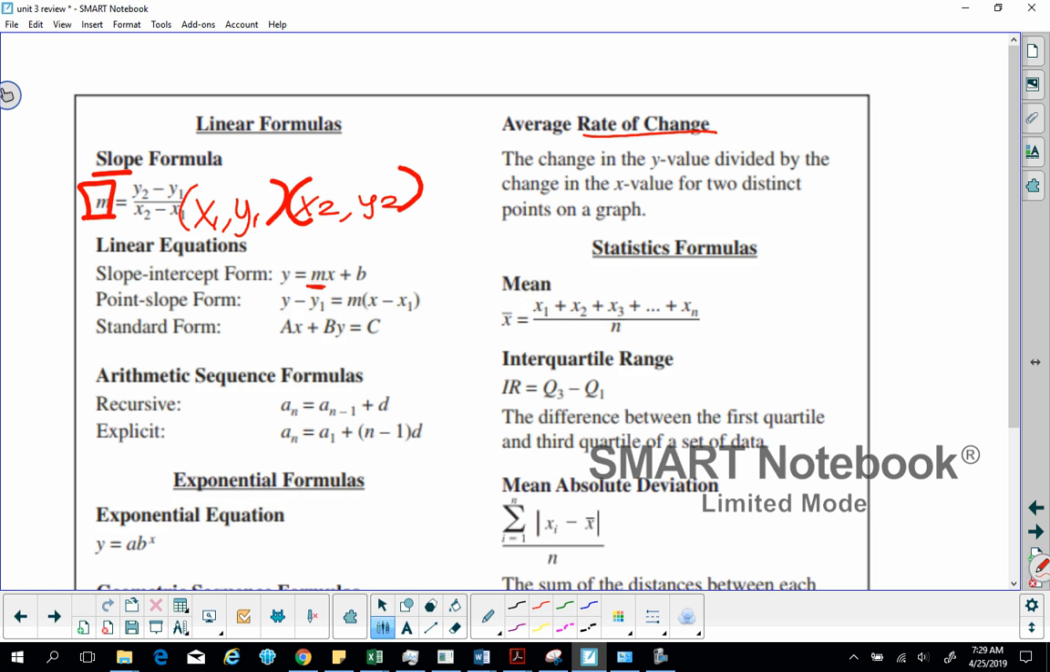Right next to slope, do you see that? They're besties. Why are rate of change and slope next to each other? It's the same thing. Thank you, Kamari. Rate of change, which is ROC, and slope are the same thing. They might use them interchangeably, so if they ask for rate of change, they're talking about your slope.